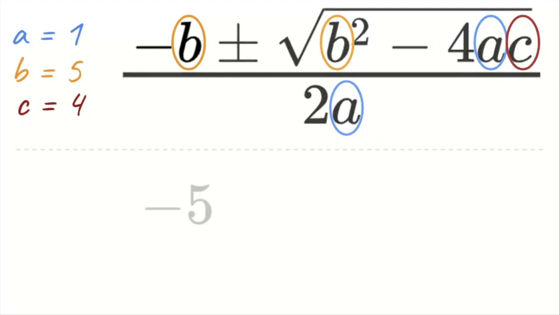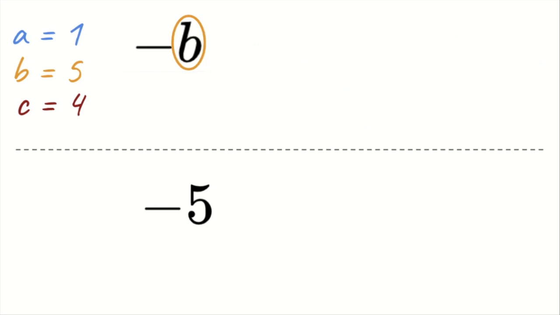We begin by taking our B value, which is 5, and listing a negative sign in front of it. Next, we draw our plus and minus symbol, kind of a crazy looking symbol. It's read as plus or minus.